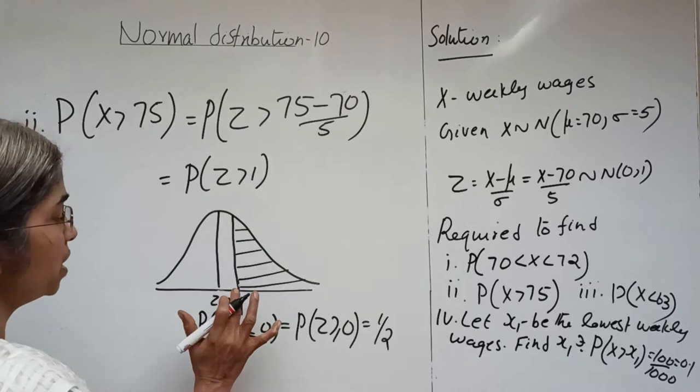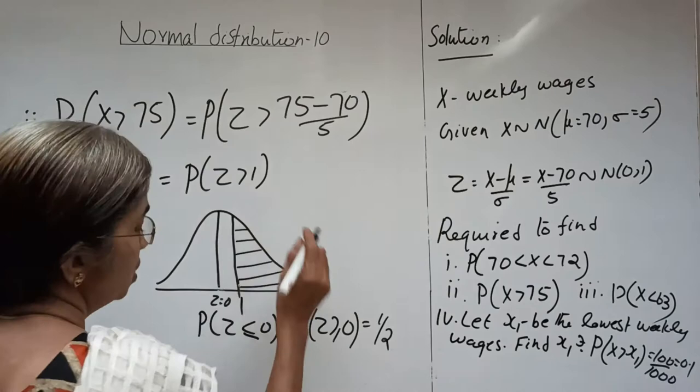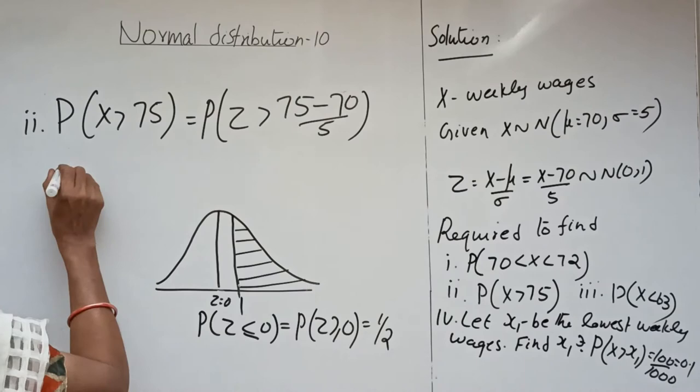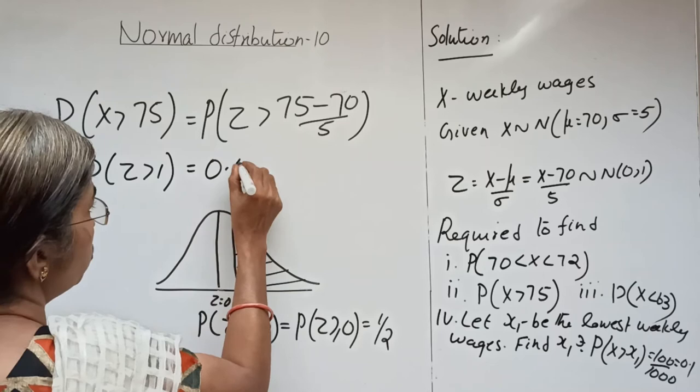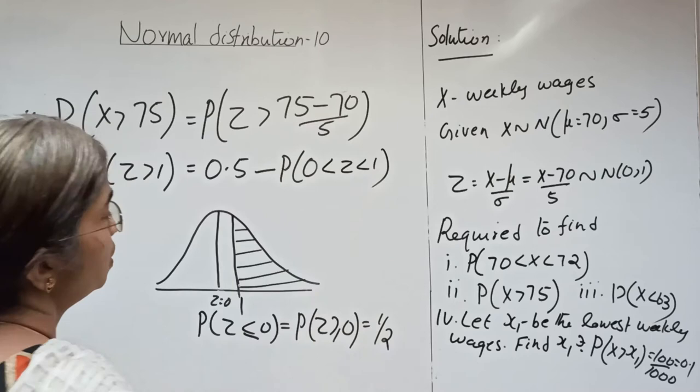Let me write. This is equal to probability z greater than 1, so equal to 0.5 minus probability 0 less than z less than 1.